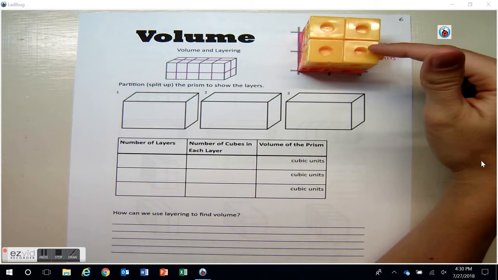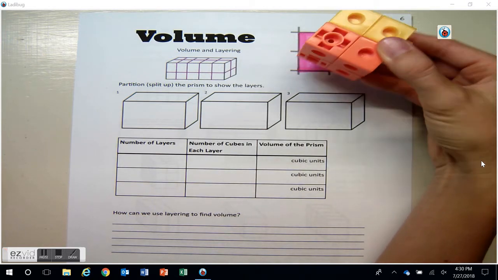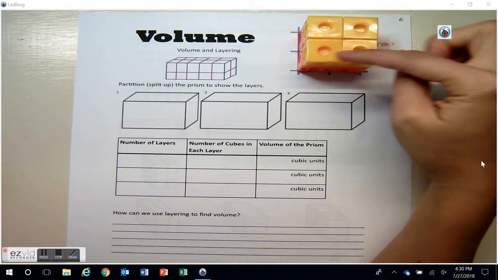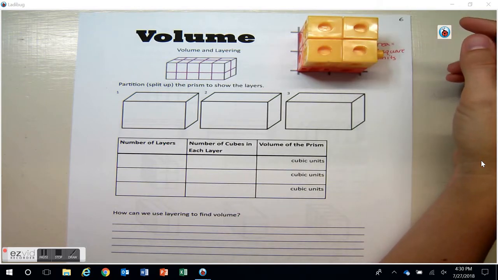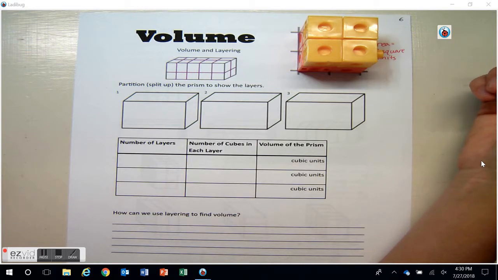So I added another layer, so how many cubes do I have total? I have 4 on that ground floor. I added another layer of the same amount of cubes, which was 4 cubes, so now I have a volume of 8 cubes.